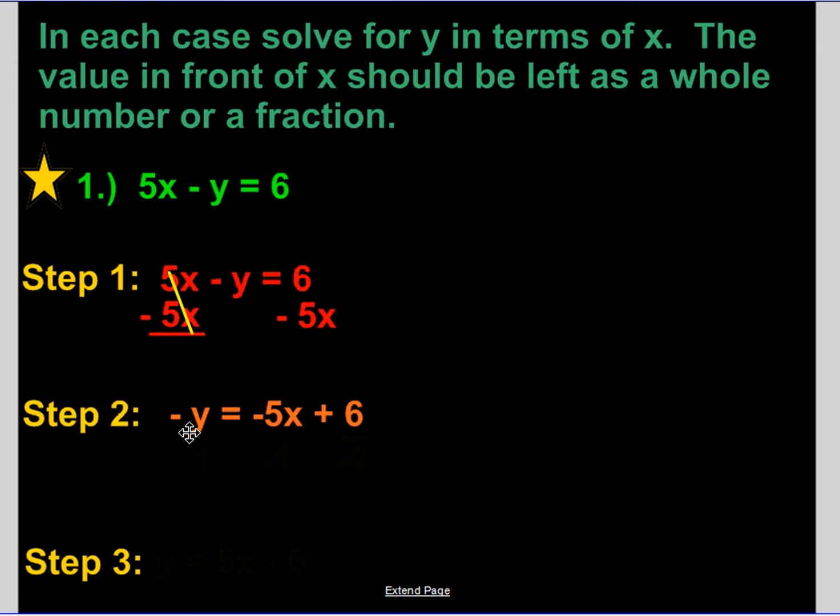So we're now left with negative y equals negative 5x plus 6. Now we can get rid of the negative y by dividing by negative 1, and that'll cancel out the negative signs, and if we do it over there, we've got to do it on each side over here. And what that's going to do is just flip the signs on every single one of these. So we have a positive y equals positive 5x minus 6, and that's where we end.